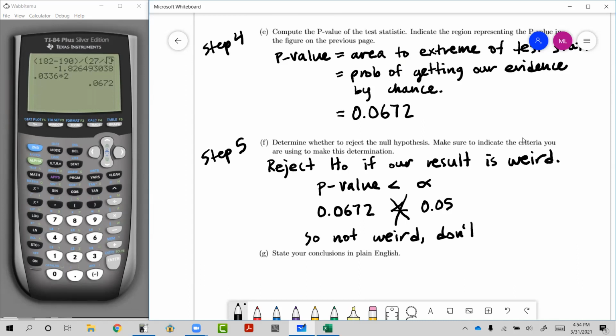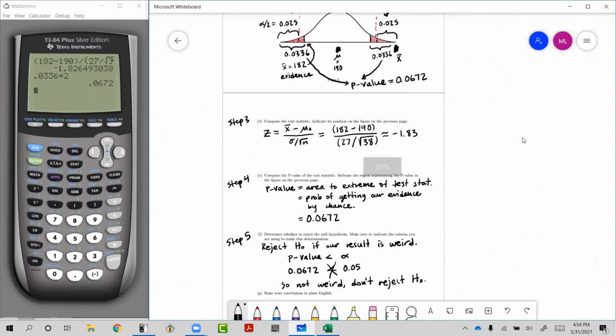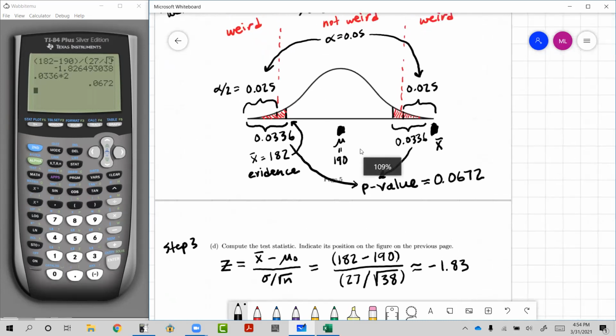It didn't quite meet that criteria, so don't reject H naught. We reject the result if we fall way out in the tails, into the regions we consider weird. That's when we reject the null hypothesis. But if our result doesn't fall in those weird regions, then we don't reject it. And here's a way to think about that, just conceptually again.